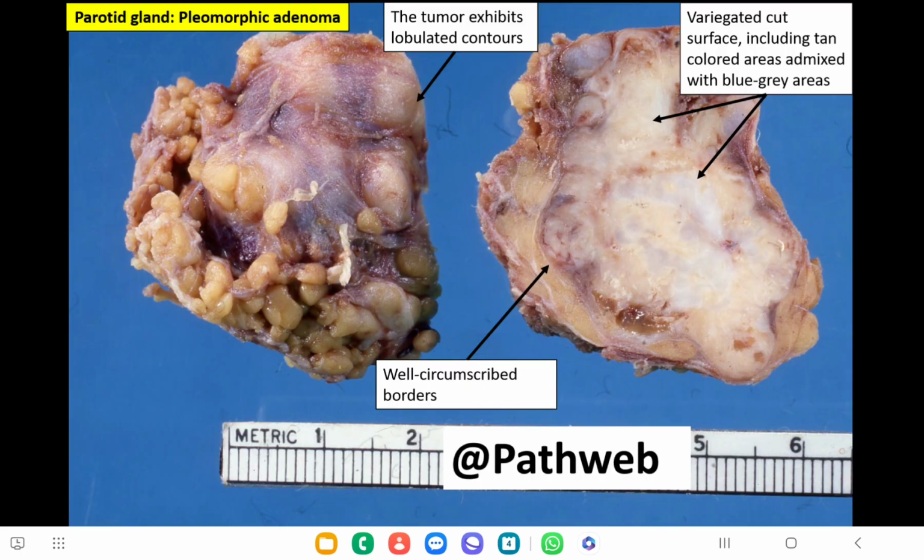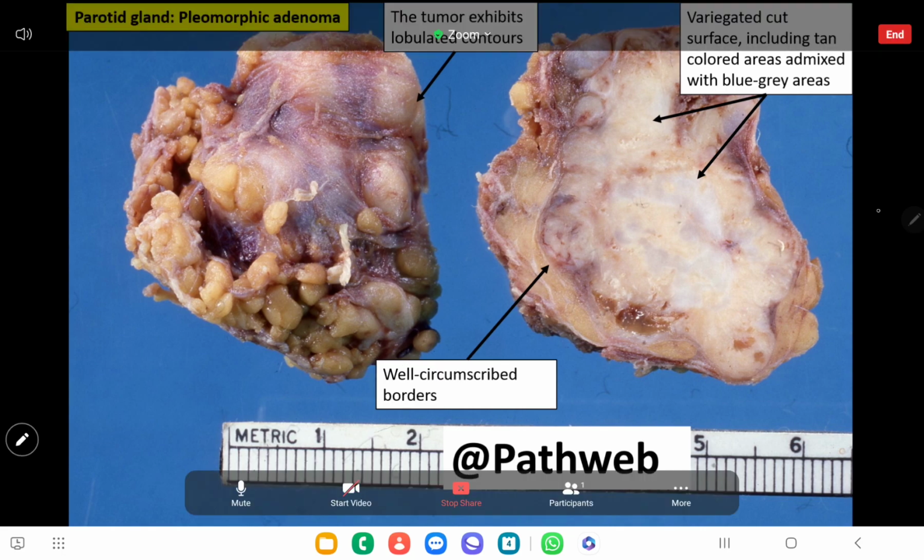Here is a macroscopic view of pleomorphic adenoma. It is the parotid gland. You can see the lobulated contours. There are well circumscribed borders.